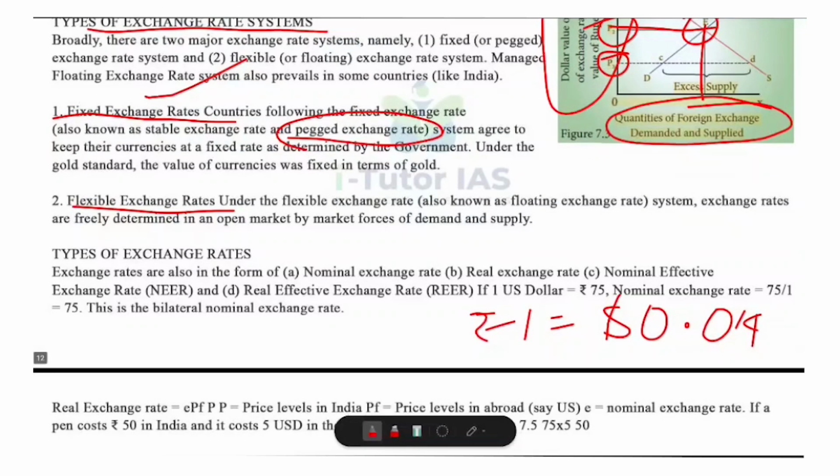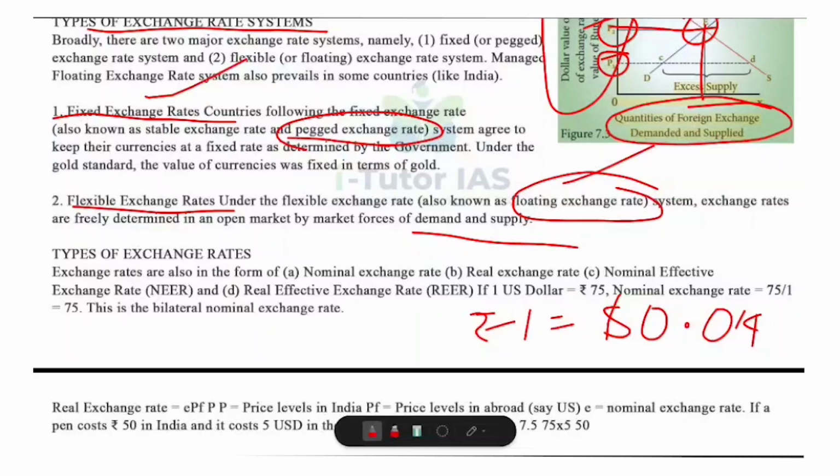Now what is called flexible exchange rate system? It is also known as floating exchange rate system. A flexible exchange rate is determined freely by the market based on demand and supply of foreign currencies. And the key points to remember here are, it is also called floating exchange rate system and there is no fixed or predetermined rate. It fluctuates depending on market forces. For example, if demand for US dollar increases, the value of rupee falls, and if demand falls, the rupee appreciates.